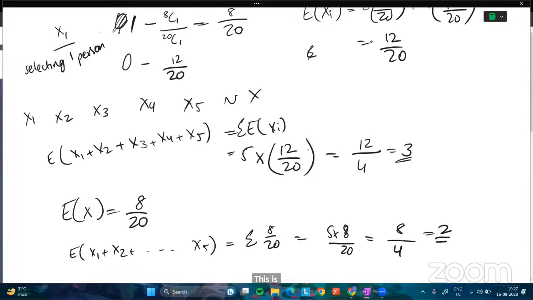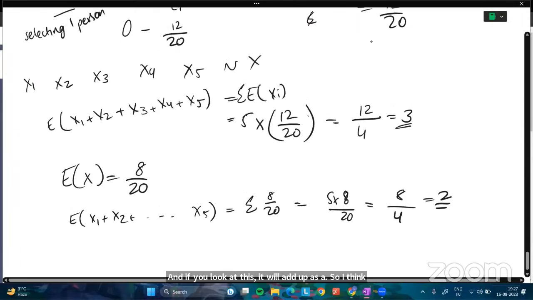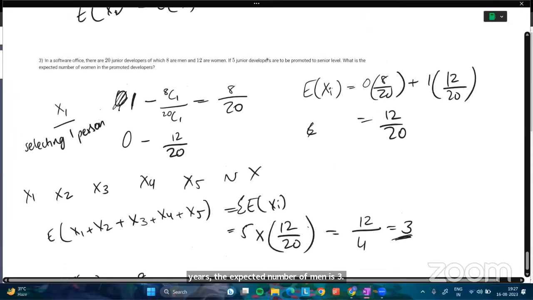And if you look at this, it'll add up as well. So the expected number of women is 3 here, and the expected number of men is 2. So 3 plus 2 is 5, which is the number of people we're selecting.